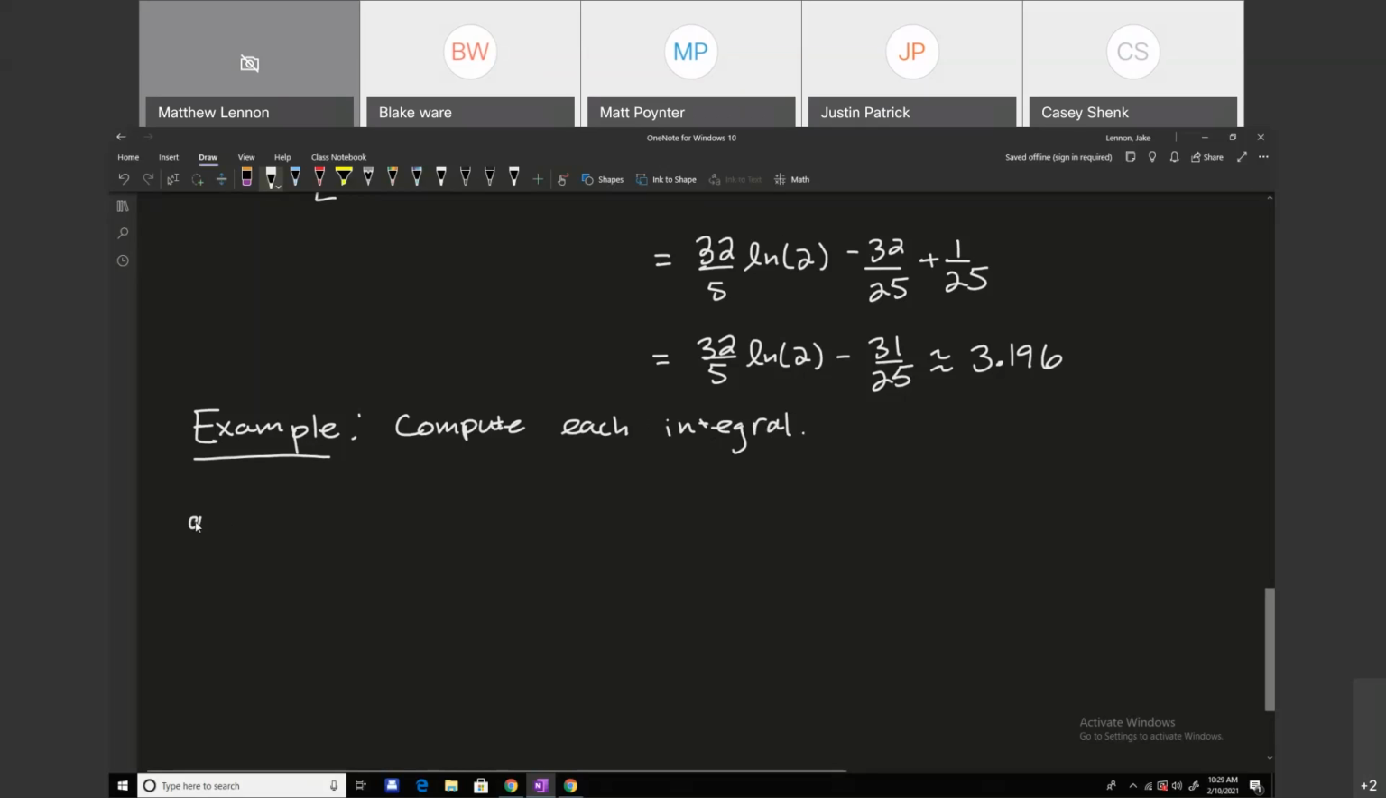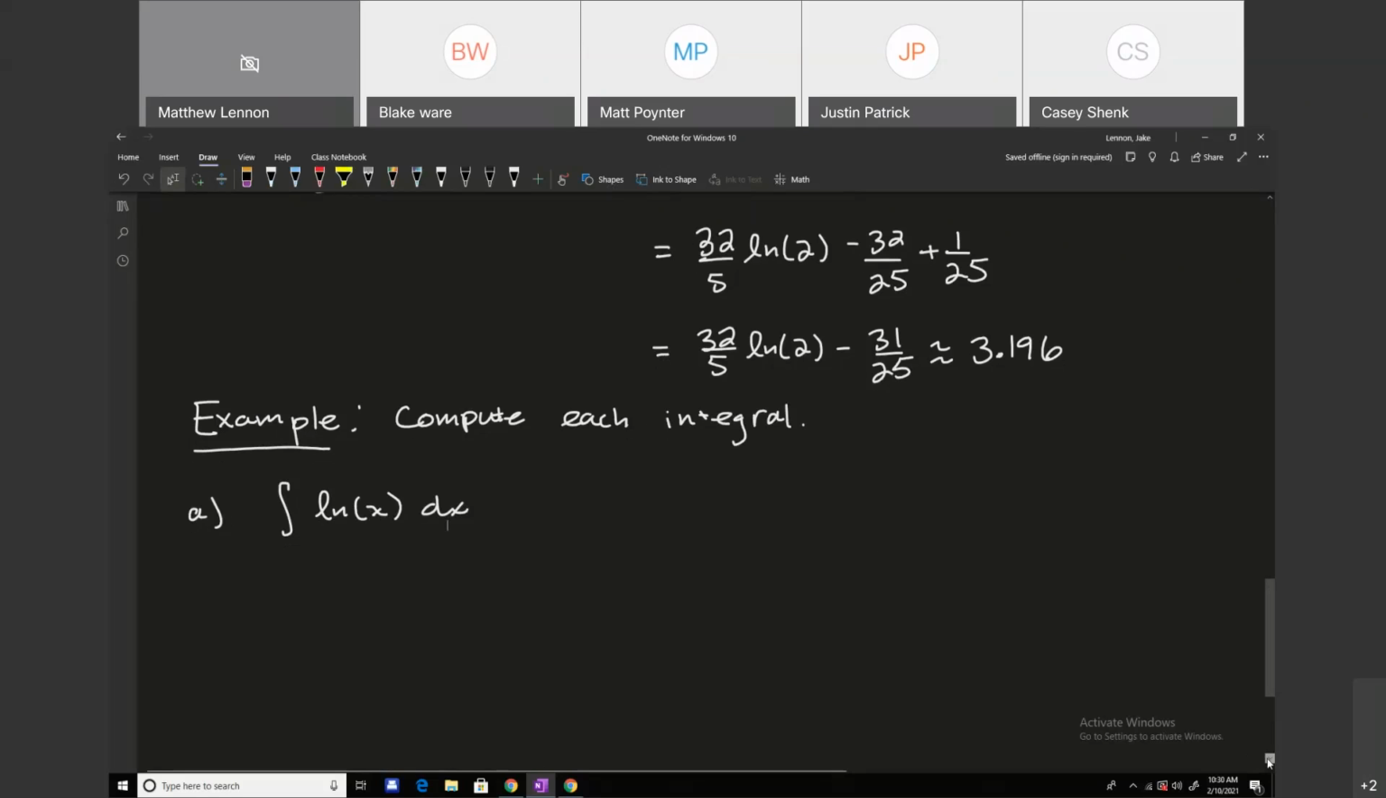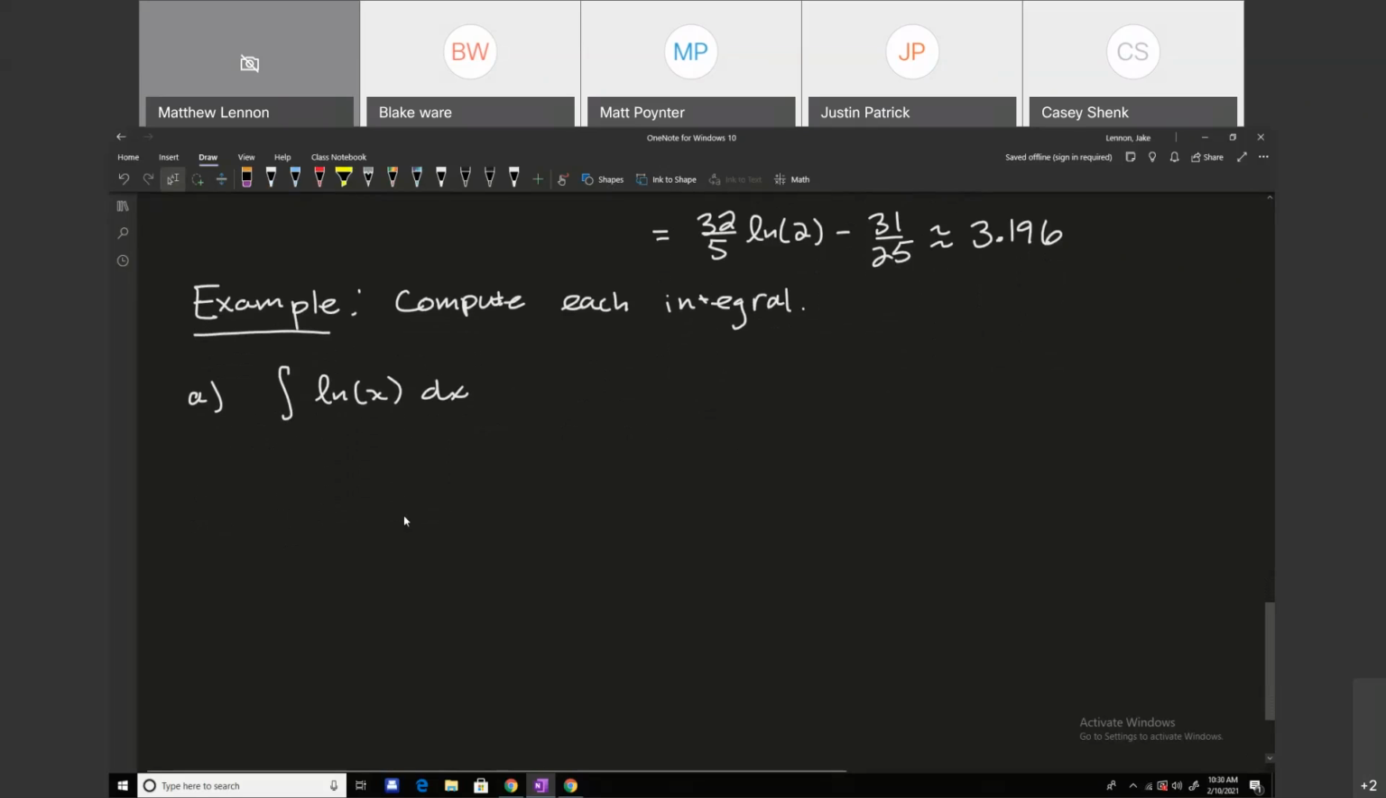But yeah, I want to do natural log of x because it's actually interesting. We can use integration by parts to do it. So the first one, we have the natural log of x. Well, you might say, how do we use integration by parts because there's only one factor? Well, what you can do is think of the natural log of x as being multiplied by 1. So that's what we do here, and that will actually allow us to compute the integral.